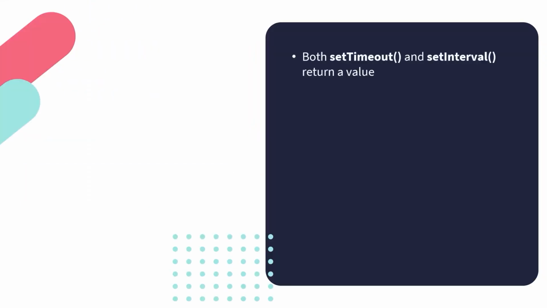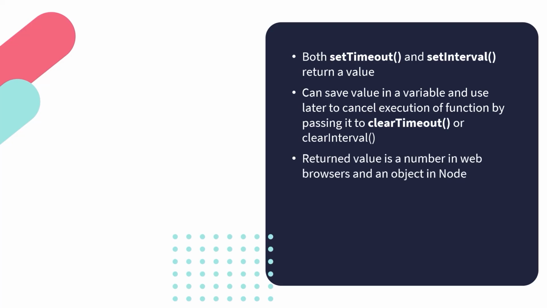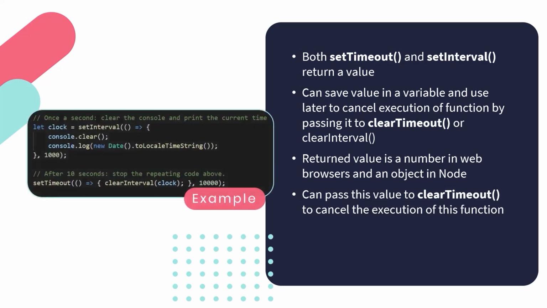Both setTimeout and setInterval return a value. If you save this value in a variable, you can then use it later to cancel the execution of the function by passing it to clearTimeout or to clearInterval. The return value is typically a number in web browsers and is an object in Node. The only thing that you can do with this value is pass it to clearTimeout to cancel the execution of a function registered with setTimeout. Take a look at this example.